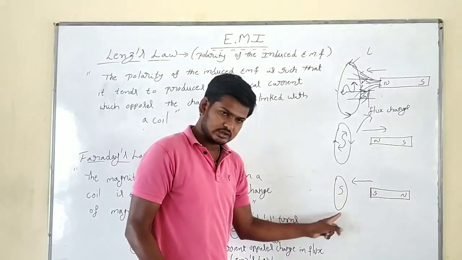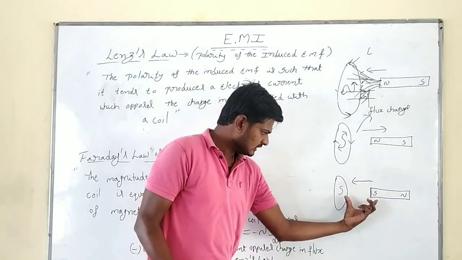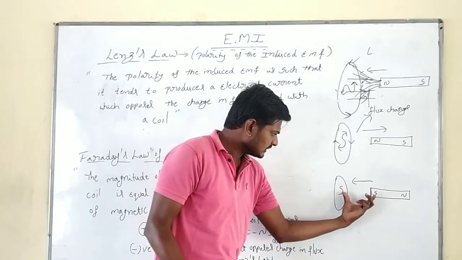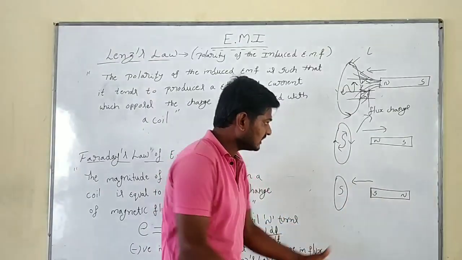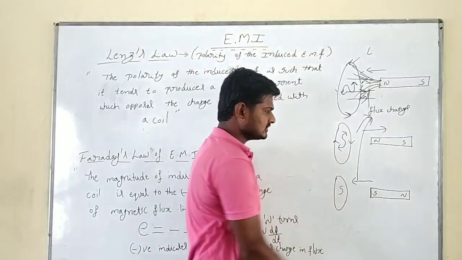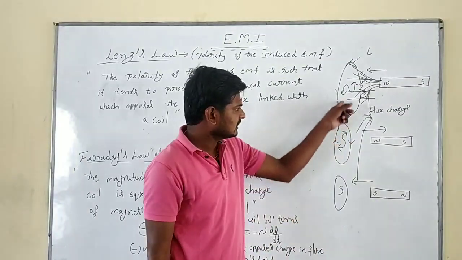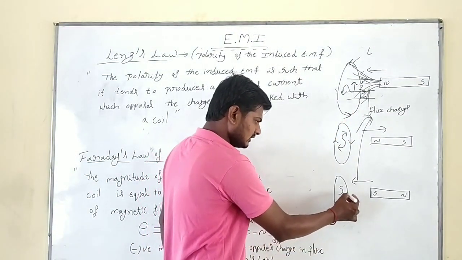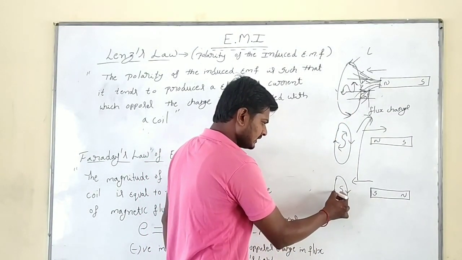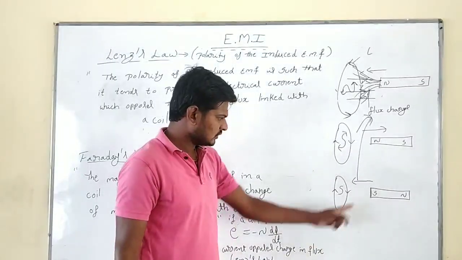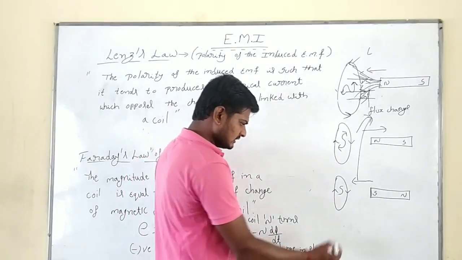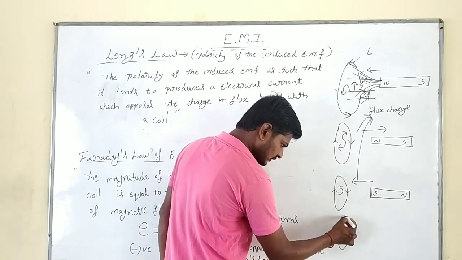Because south and south, what will happen? Like poles will repel each other. Again, the flux will change. When the flux changes, the current is induced in which direction? Again, it will be clockwise direction. Yes, when the south pole moves towards the coil. Same way, I am going to take a coil.